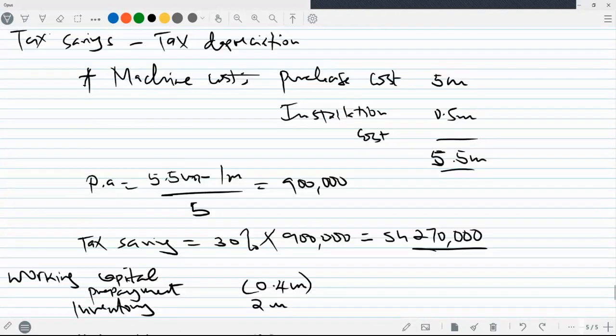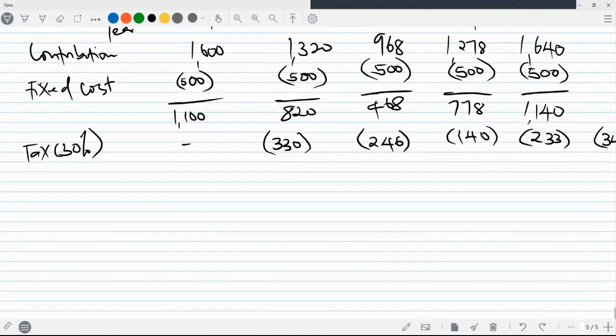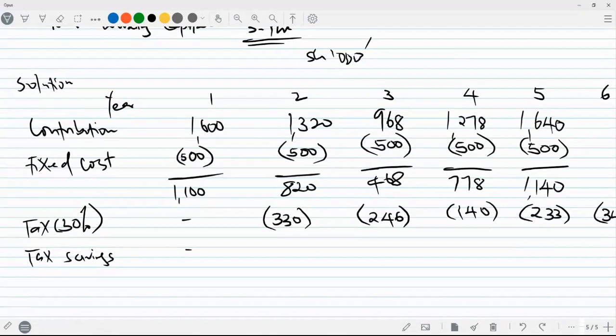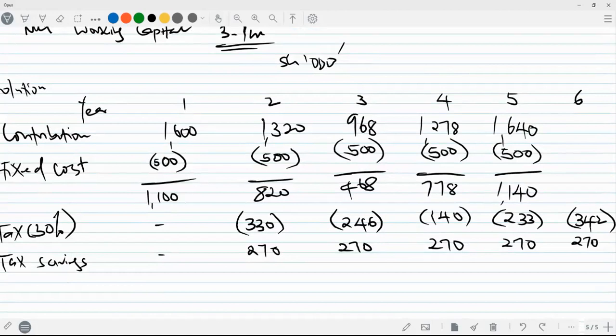But don't forget this tax saving is tax based, therefore it is also in arrears. So the saving for year 1 is felt in year 2, a year later. 270 cash inflow, 270, 270, 270, and 270.